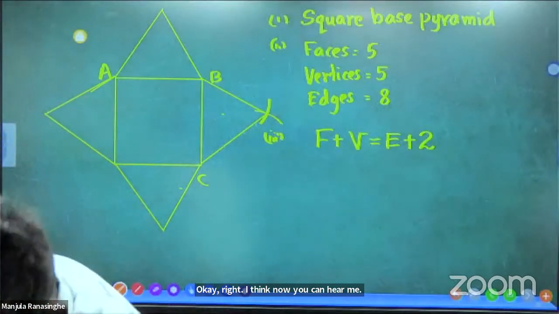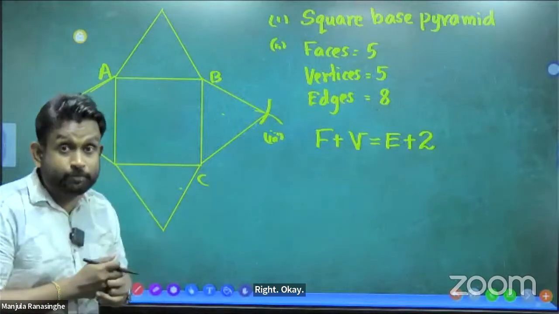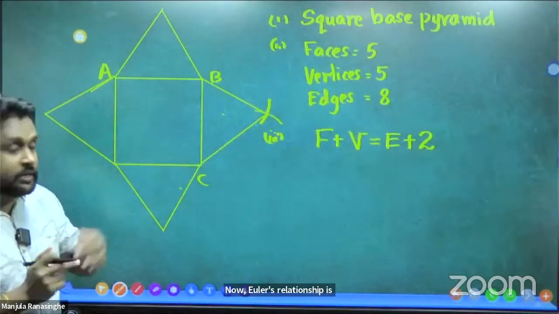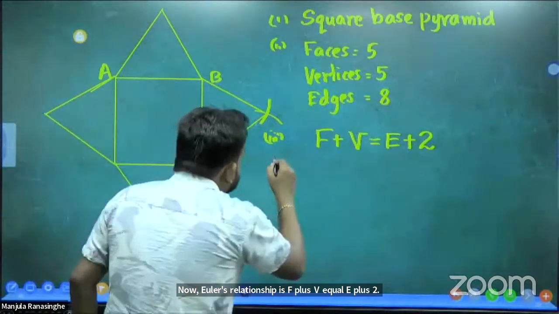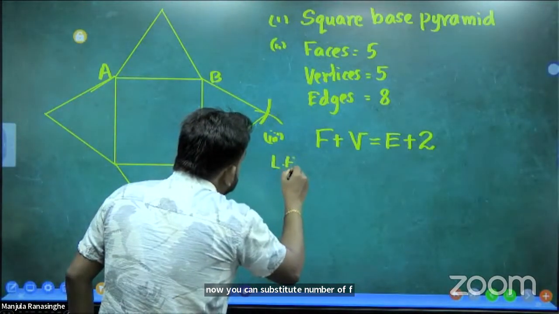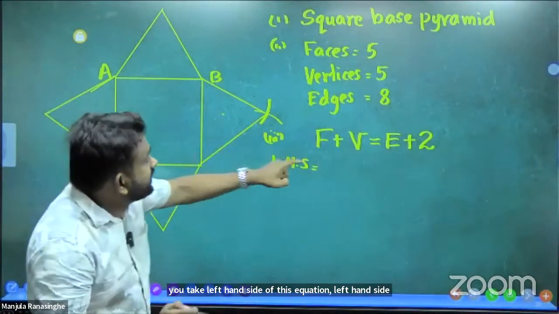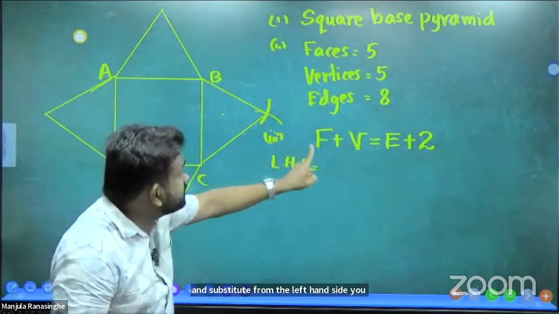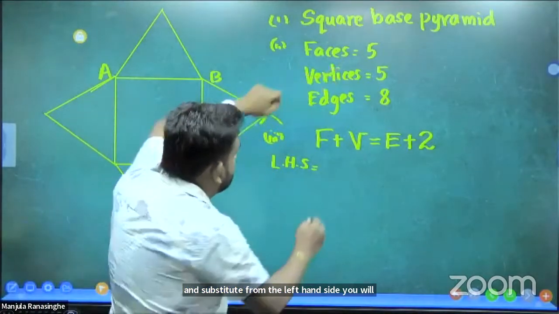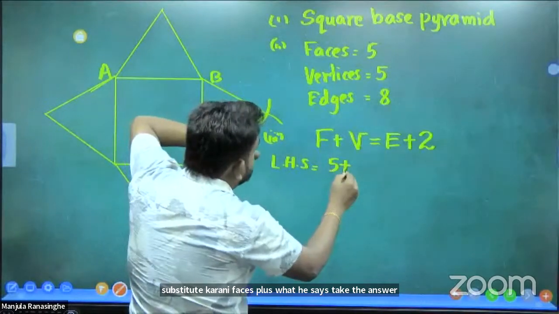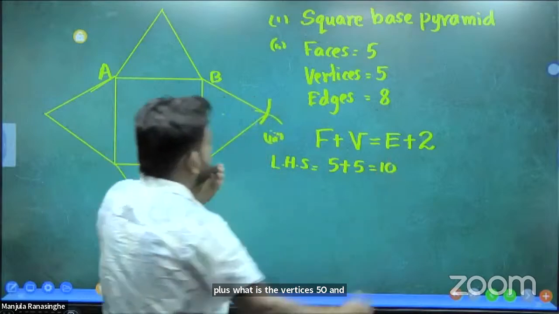Euler's relationship is f plus v equals e plus 2. Now you can substitute the numbers. Take the left hand side and substitute faces plus vertices. What are the faces? 5, plus the vertices, 5. You get the answer 10.